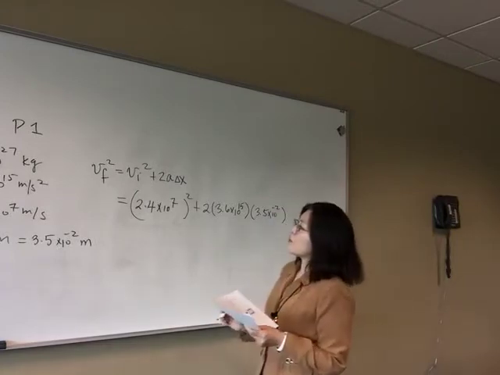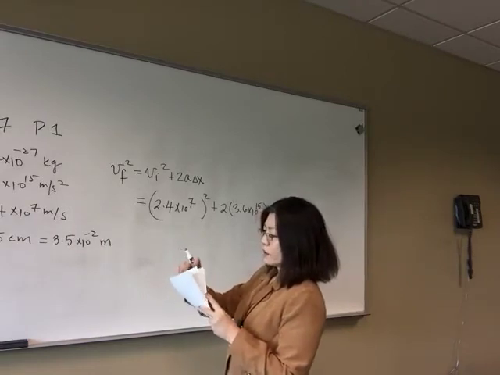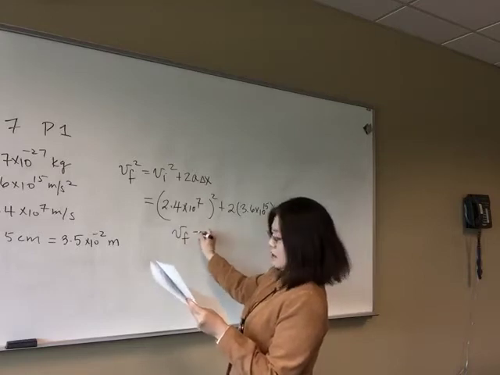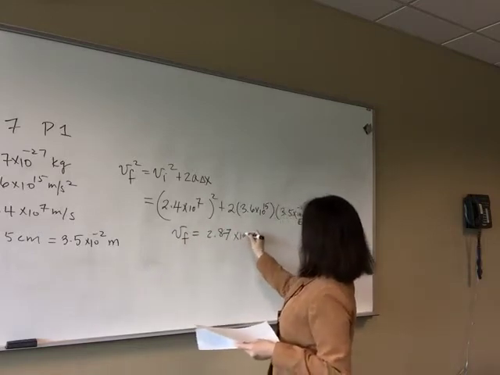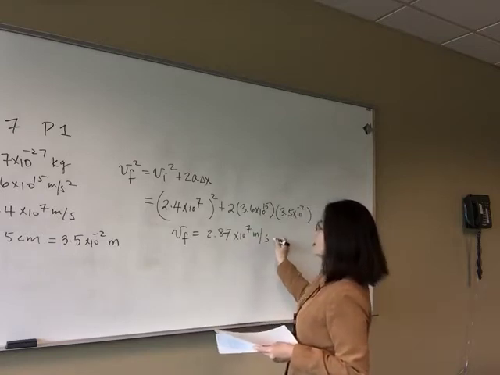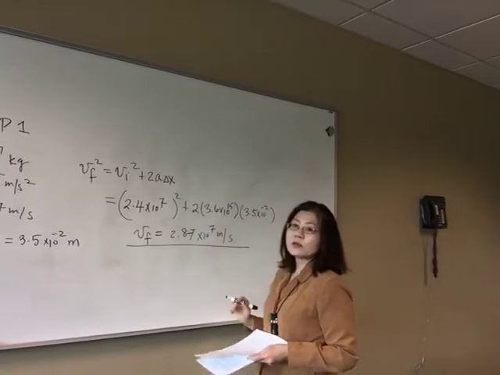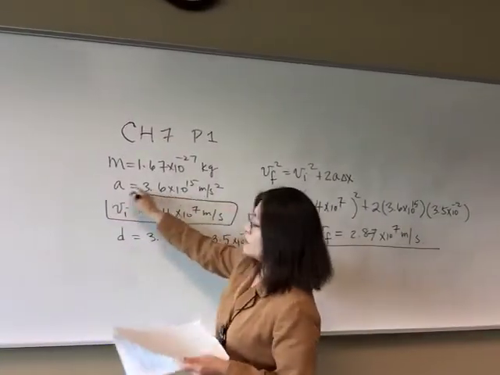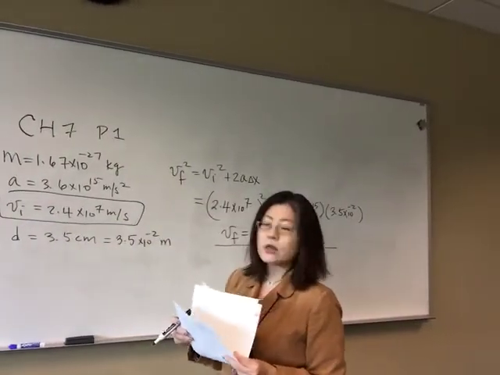After you punch it in the calculator, the final velocity, or the speed, you should have 2.87 times 10 to the 7 meter per second. Okay, so you have the final velocity, calculated using the equations of motion, and you have the initial velocity, and you're asked to find the increase in its kinetic energy.